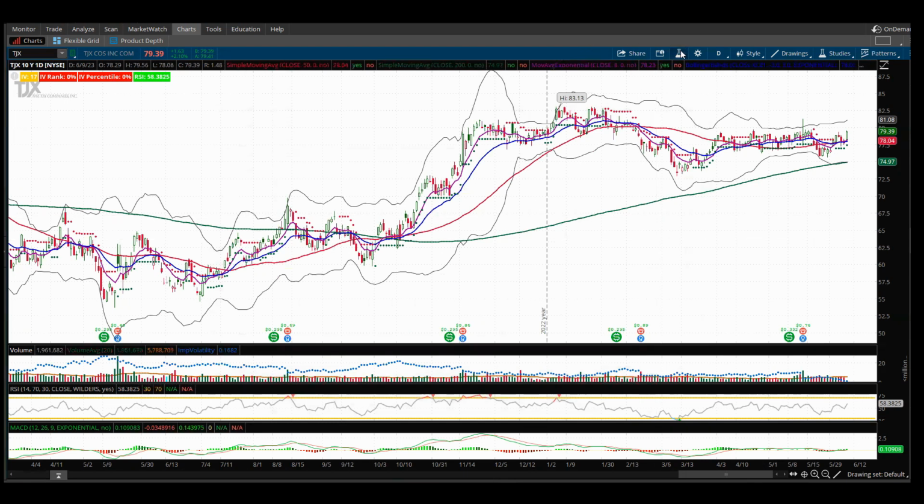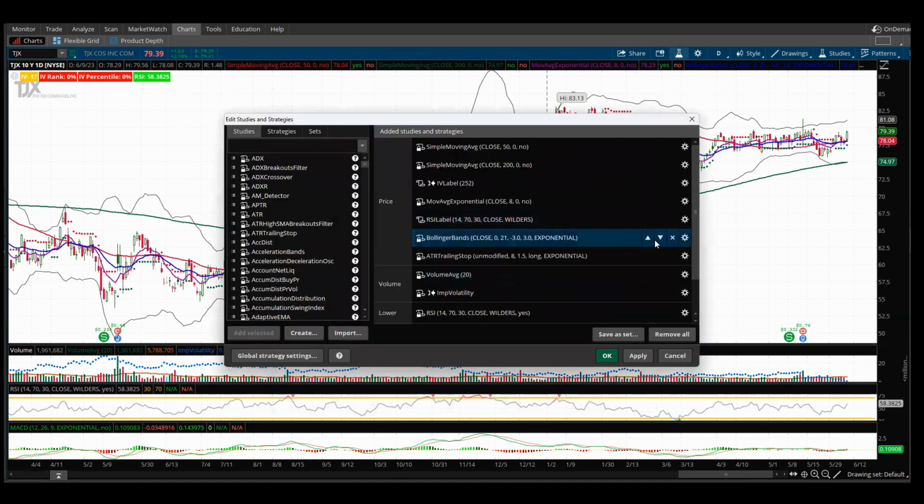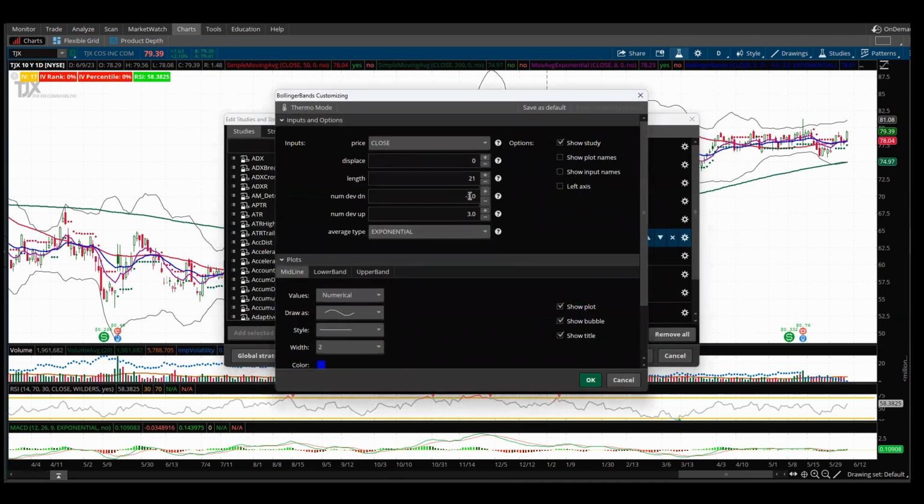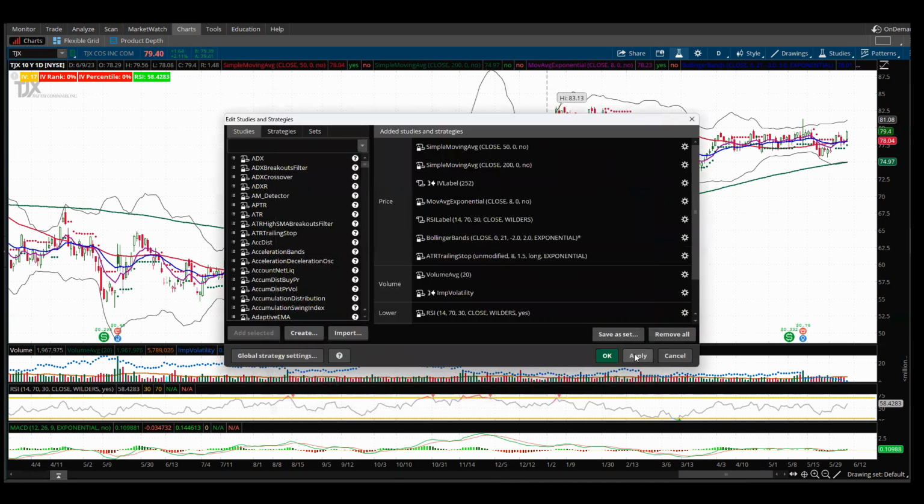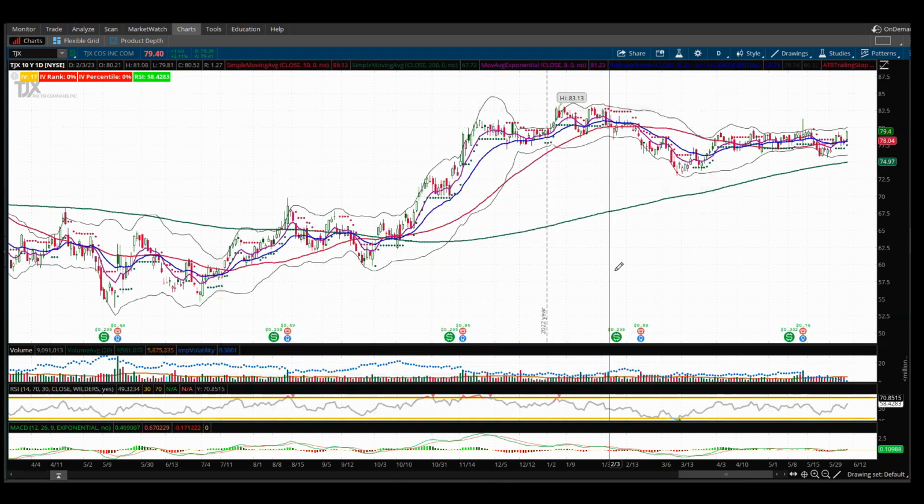All right, so let's go back and I'll change this back to 2 standard deviations. And that is, like I said, where I normally keep it. So you hit apply, okay, and there you go. Now we're back to 2 standard deviations.